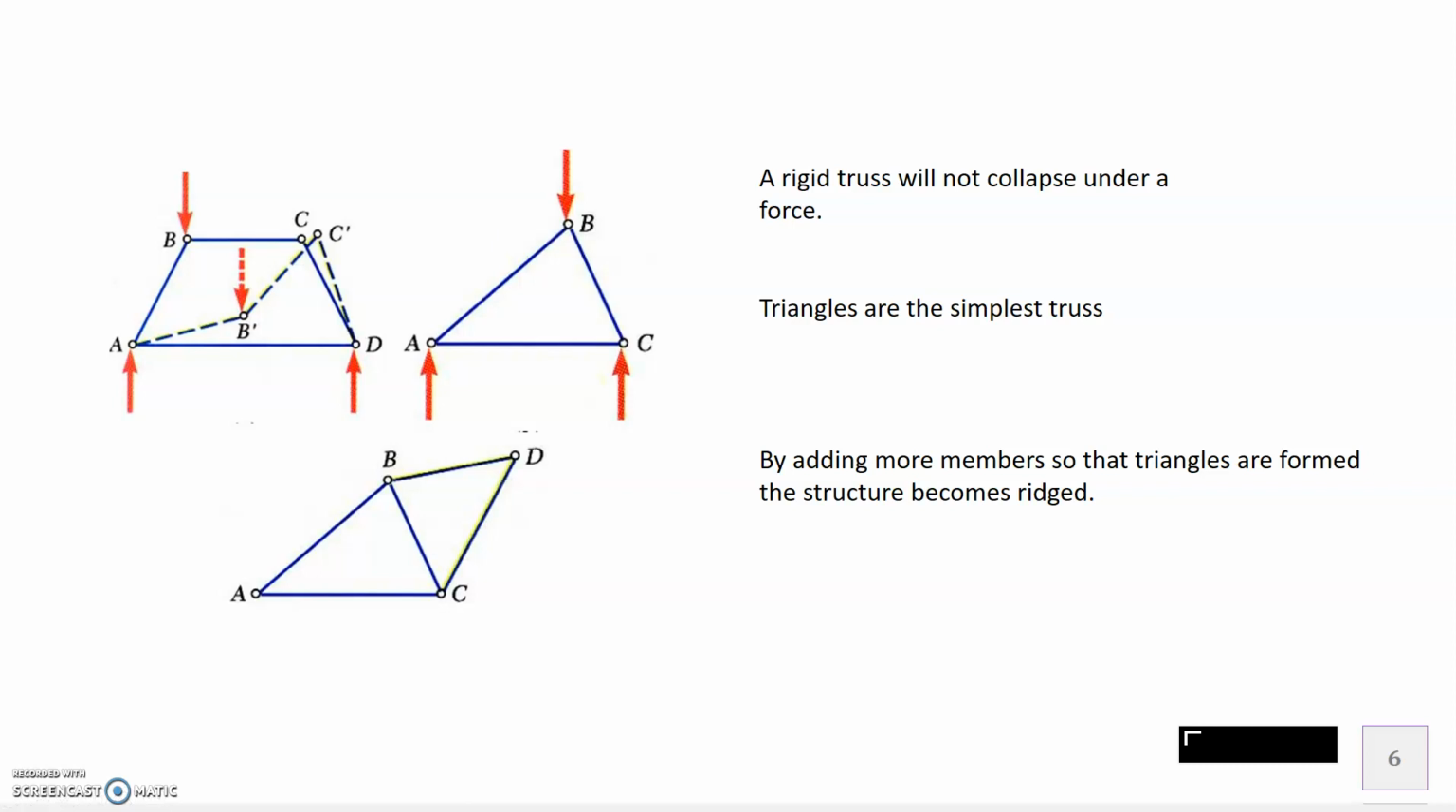A rigid truss will not collapse under any force. Triangles are the simplest of those trusses. If I apply any amount of force on any one of these, it will not collapse under its own weight. But if you have something like a square, it will collapse. If I push on B, then B is going to collapse inward, and C will get kicked out, and you'll collapse it. But by adding more members so that triangles are formed, the structure becomes rigid. So if I connect B to D here, all of a sudden it becomes rigid.